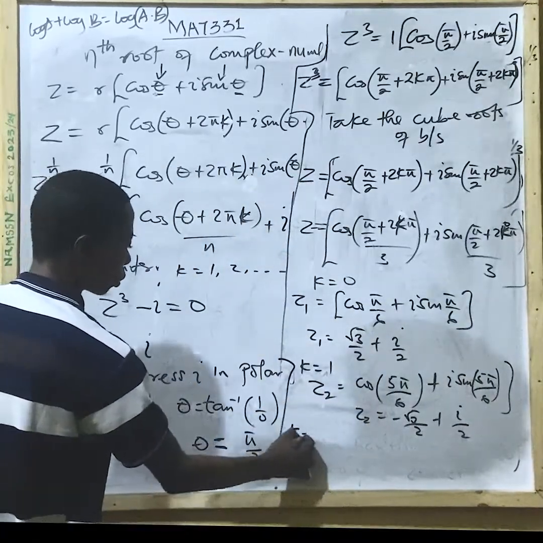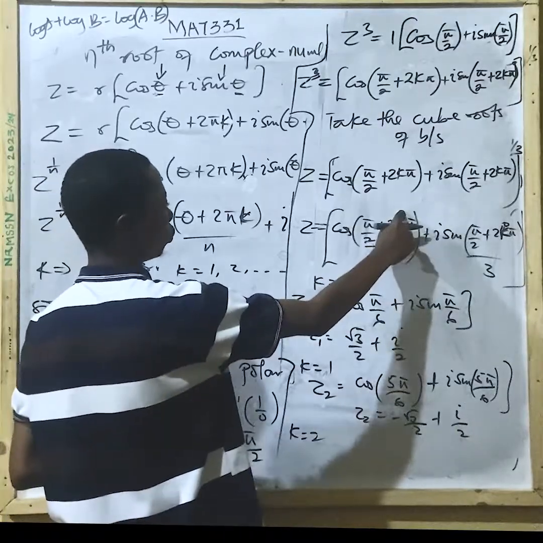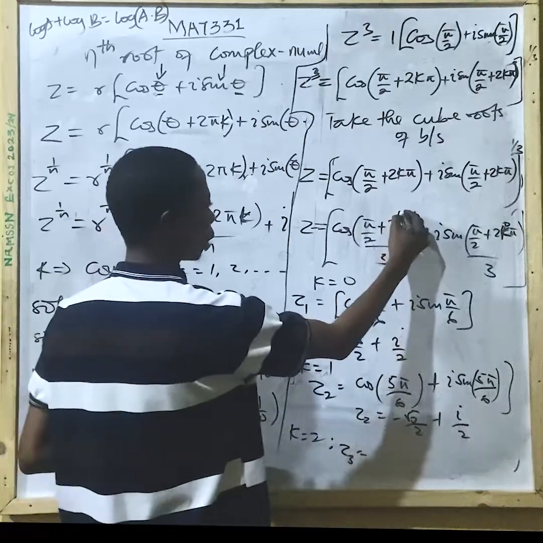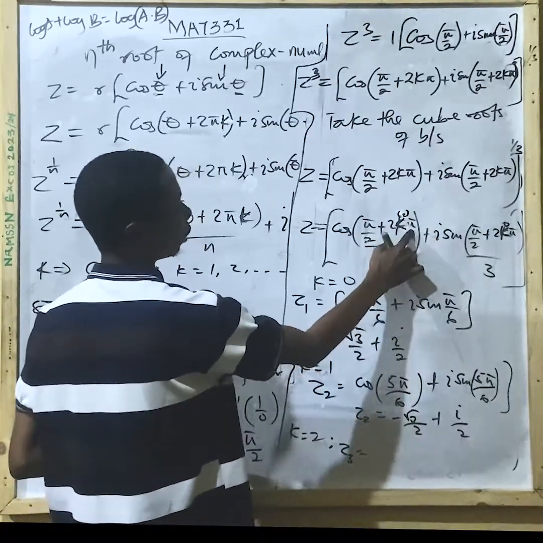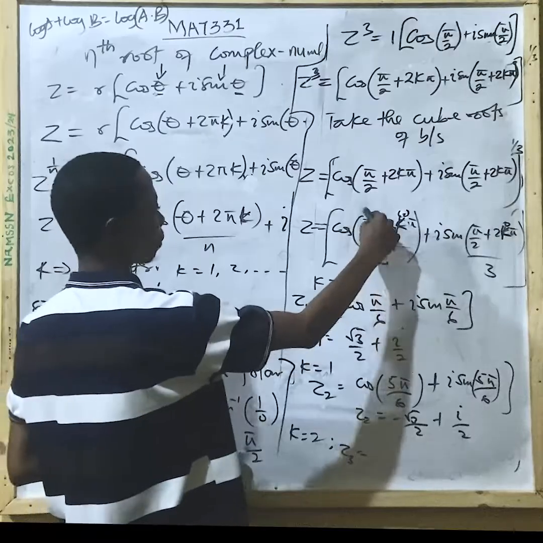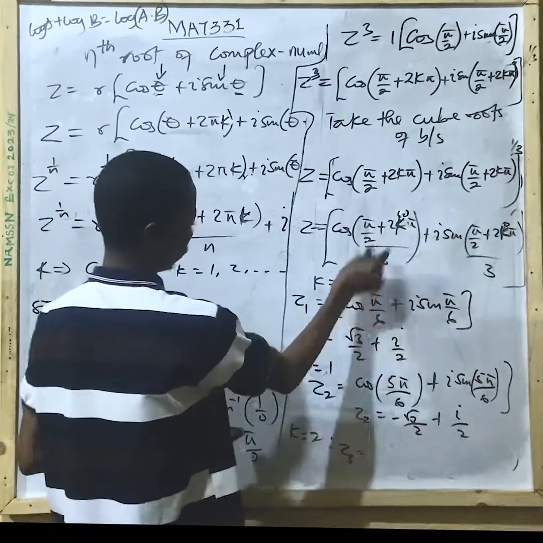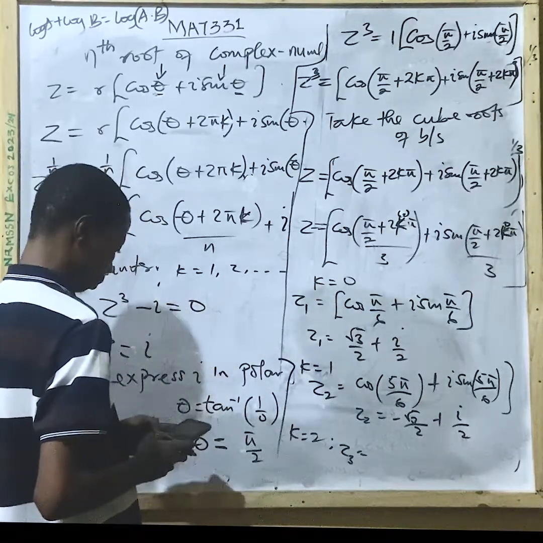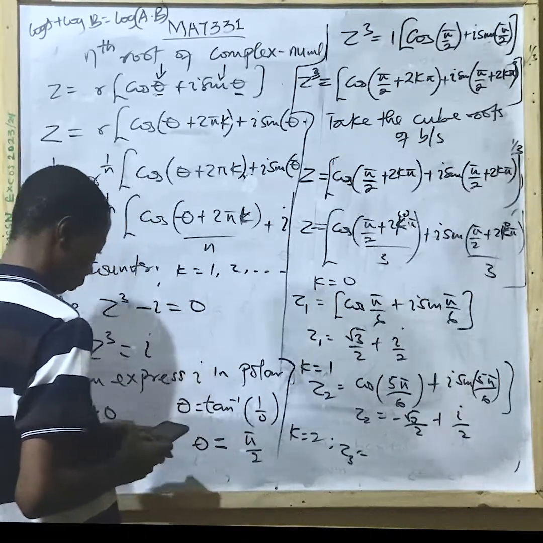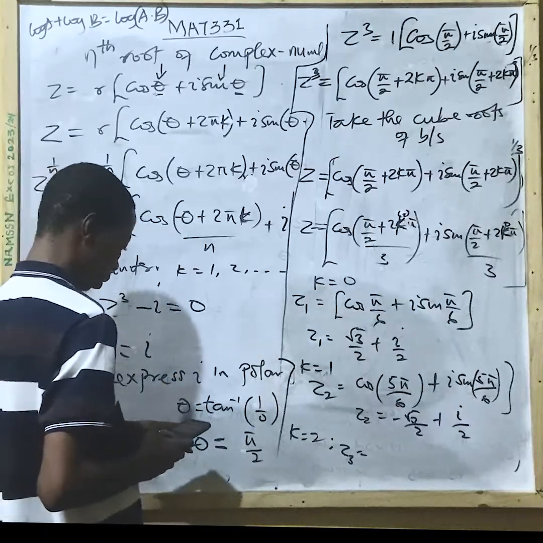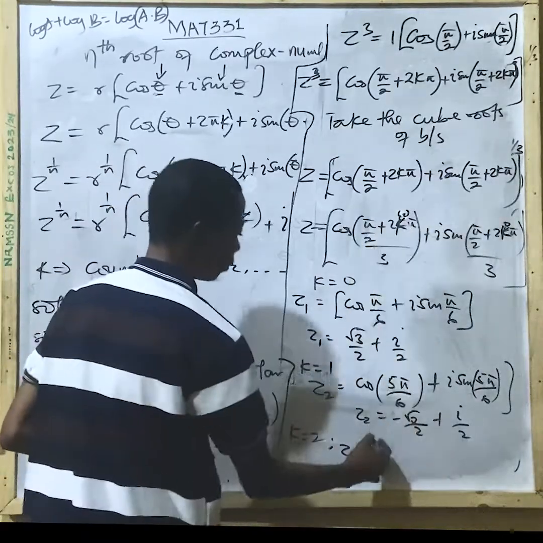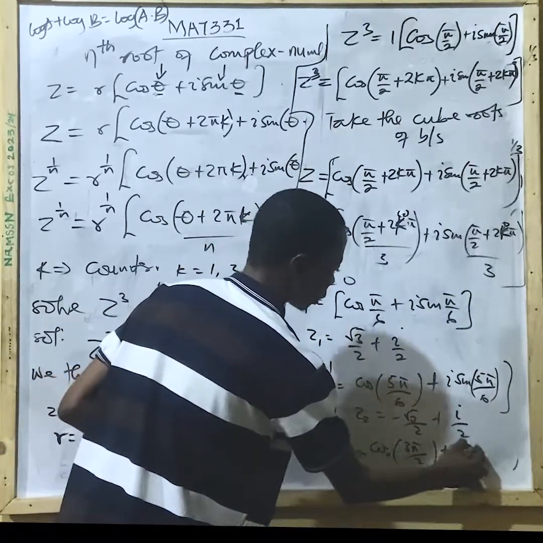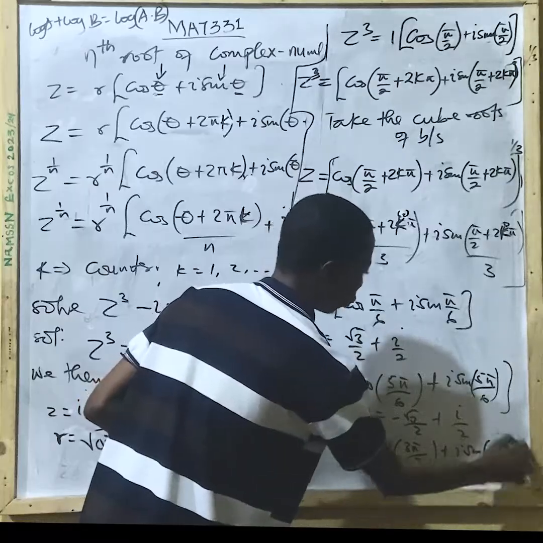Then when k equals 2, that will give us z3. If k is 2 now, we are going to have 2 times 2 pi, so that one will be 4 pi. So just press pi over 2 plus 4 pi divided by 3. So 3 pi over 2. Everything here will be cos 3 pi over 2 plus i sine 3 pi over 2.